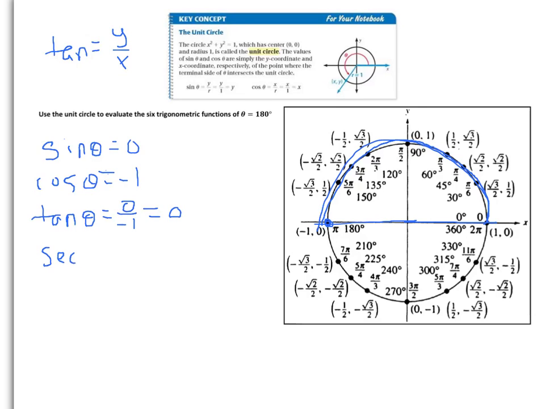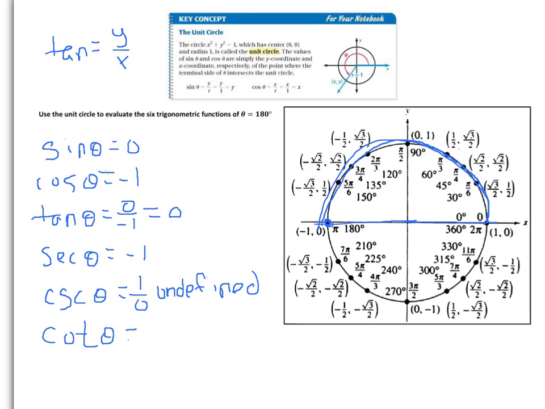Secant would be negative 1 over negative, so secant is the reciprocal of cosine, so negative 1 still. The cosecant, well, the reciprocal of 0 is 1 over 0, which is undefined. So cotangent, undefined. Okay?